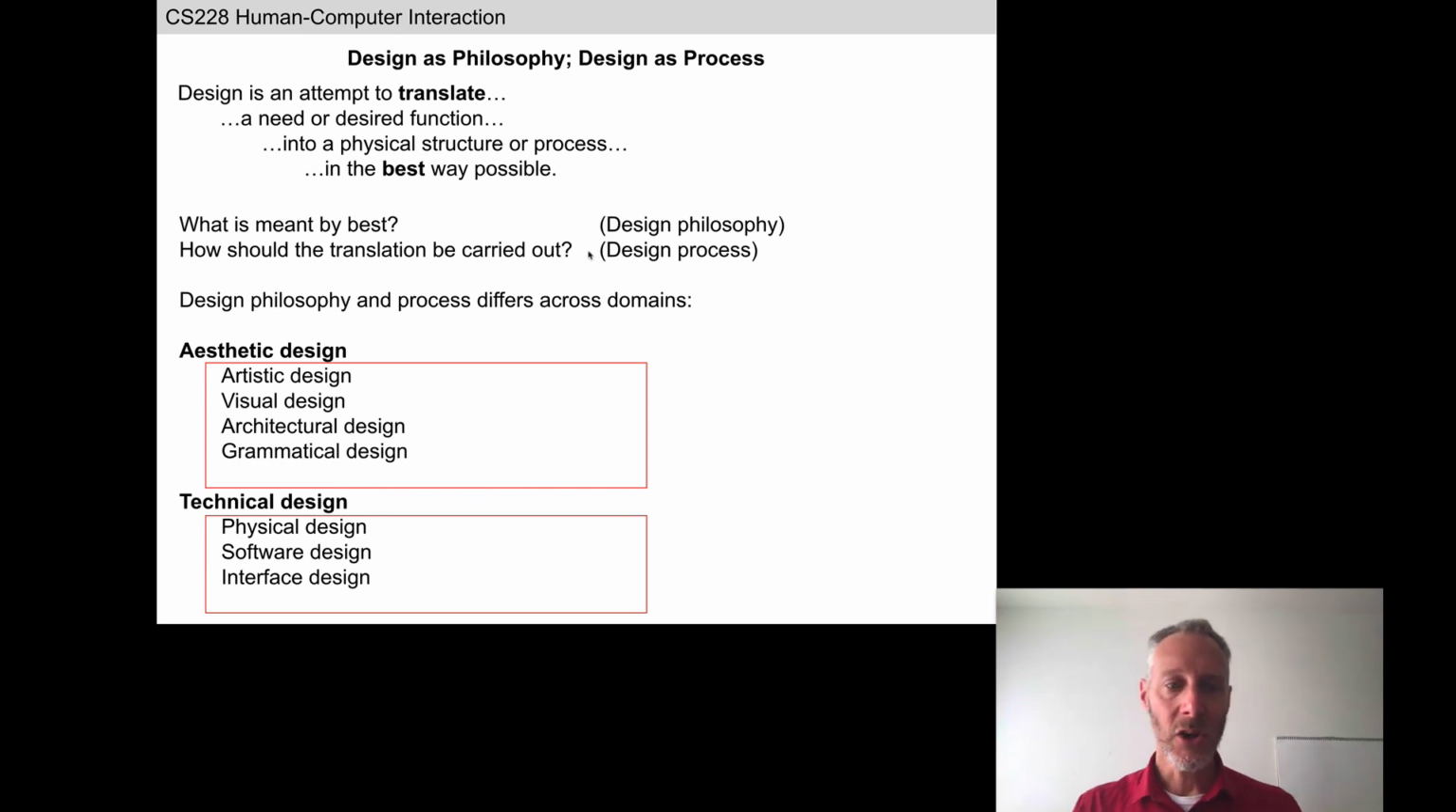Okay. So instead of reinventing the wheel, we're going to look at different design philosophies and processes from different domains outside of HCI and outside of computer science. And we're going to look at those domains in a certain order. We're going to start with domains that are very subjective, like fine art. How does someone sit down and create a work of art? That is still a translation of a need, which is to express an emotion or an idea, into a physical structure, a painting, a song. However, it is subjective. What are some of the design philosophies around fine art, creating a work of art?